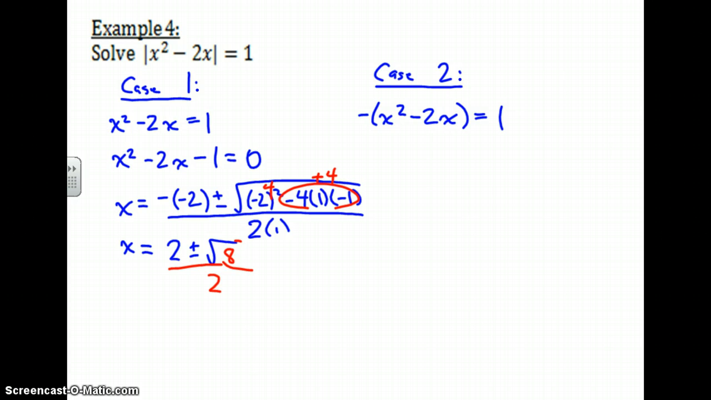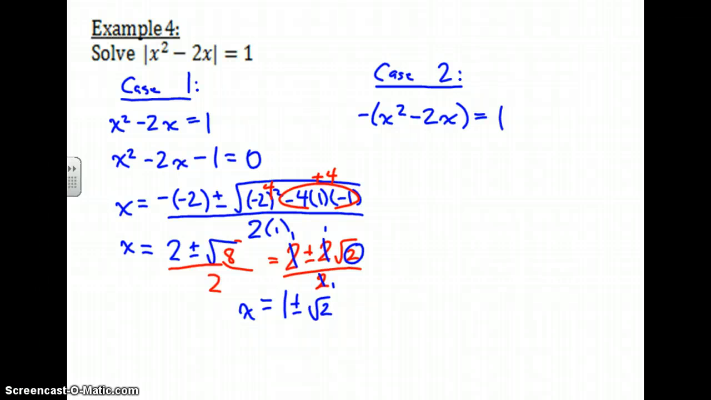Now we can simplify this. The square root of 8 is equal to 2 square root 2, all over 2, and then we look: is there anything common to all three terms? Yes, it's staring us in the face. The 2 and the 2 can reduce to 1s. We can't do anything with this 2 in here, so we're left with x equals 1 plus or minus square root 2, all over 1, or just like that. So now we have two solutions: x equals 1 plus square root 2, and x equals 1 minus square root 2.